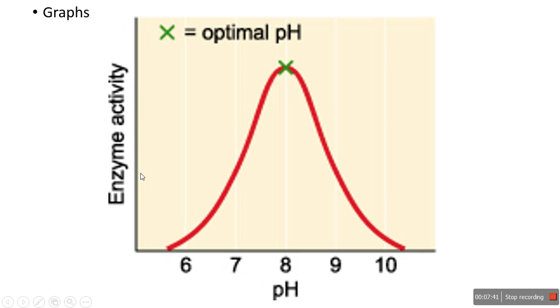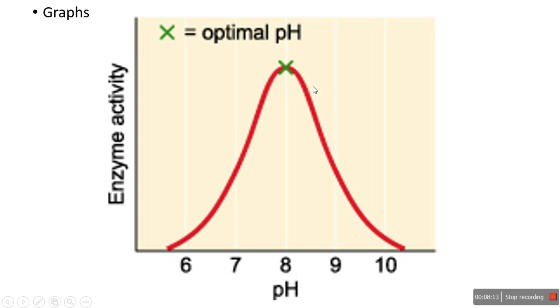Okay, here's the graph we might get with pH. So you can see pH 6, 7, 8, 9, and 10 along the bottom. If you remember your pH charts, you'll remember that pH 7 is neutral, 8 is alkaline, 9 is increasing alkalinity, and 10 is much higher alkalinity altogether. So you can see the optimum pH for this enzyme, where its enzyme activity is at a maximum, is at pH 8. Now you can see the graph on either side of this is almost identical.